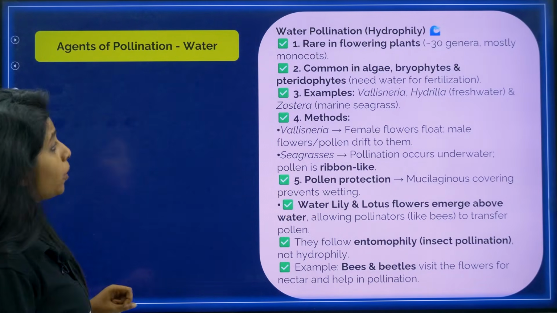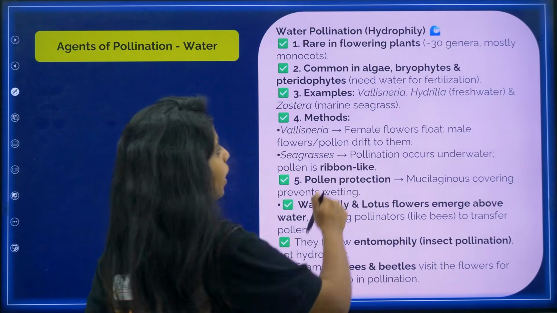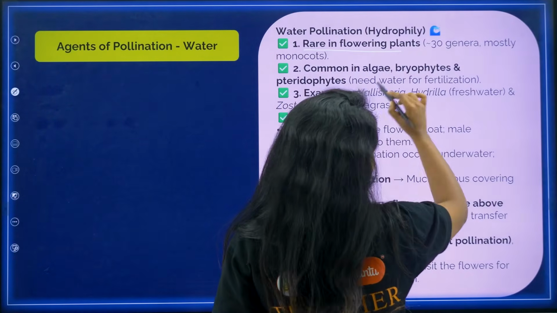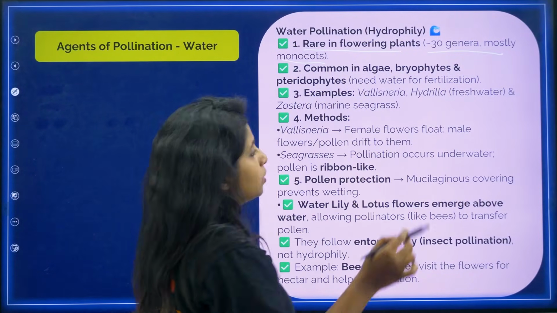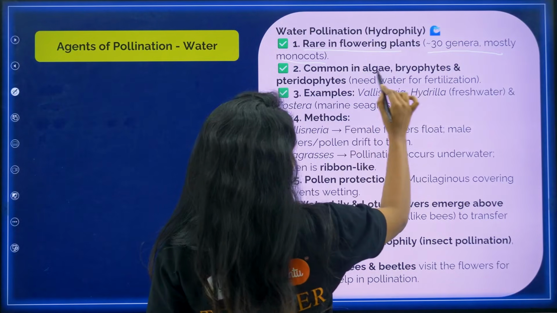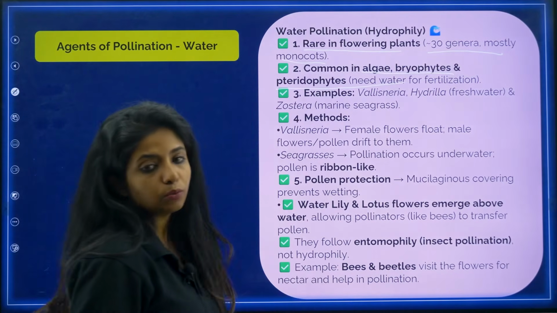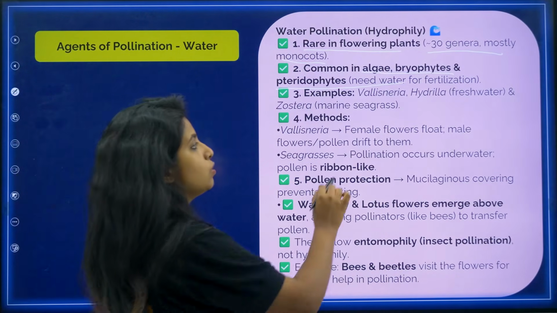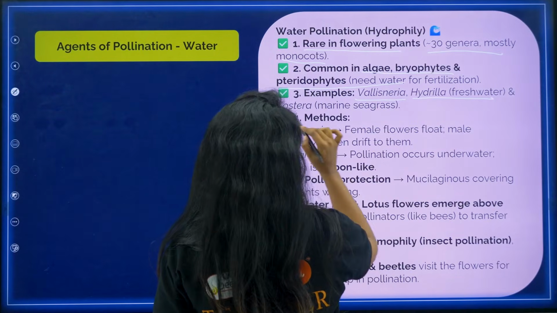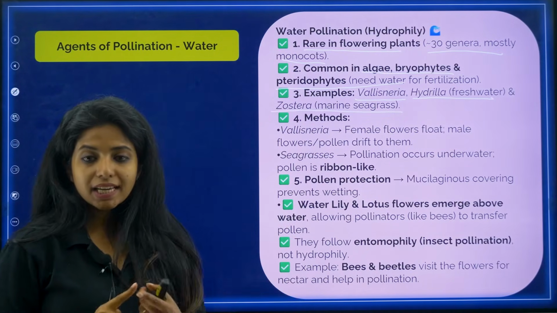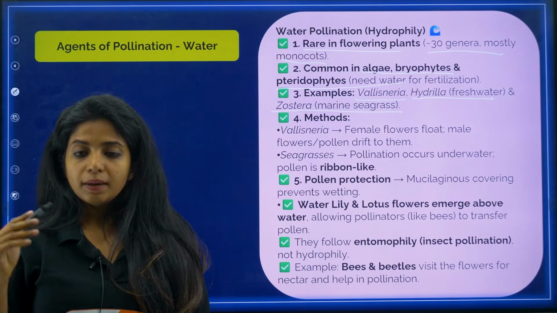Now, agents of pollination, that is water. Hydrophily, you call it. It is rare in flowering plants, in certain genera, and mostly monocots show this. It is common in algae, bryophytes and pteridophytes, which need water for fertilization. Examples are Vallisneria, Hydrilla and Zostera. Vallisneria, Hydrilla and Zostera.